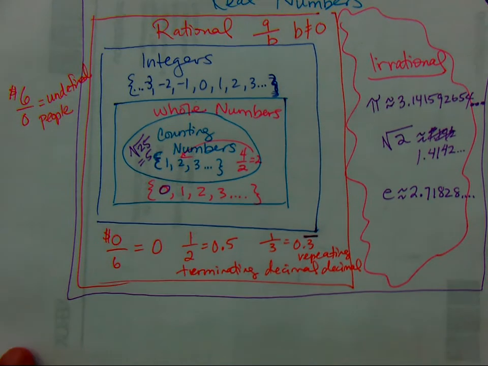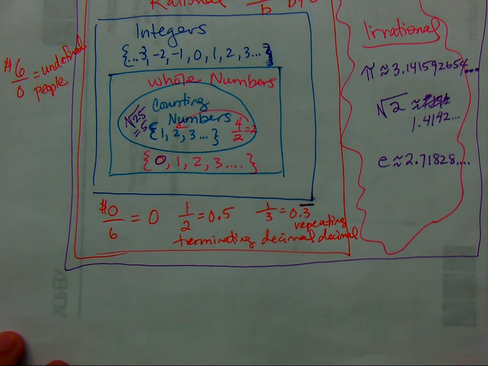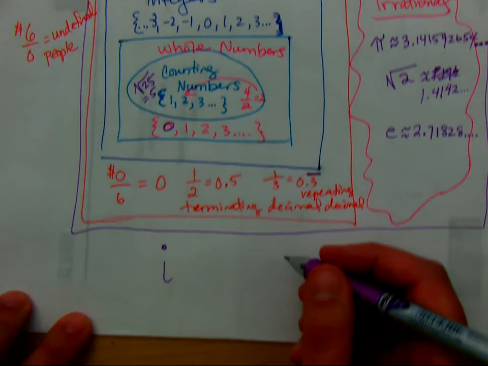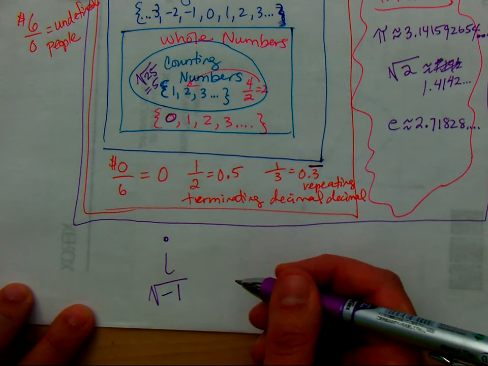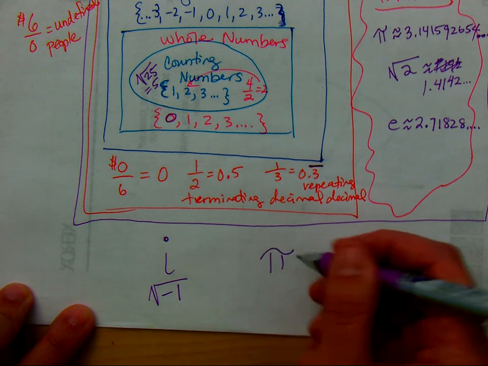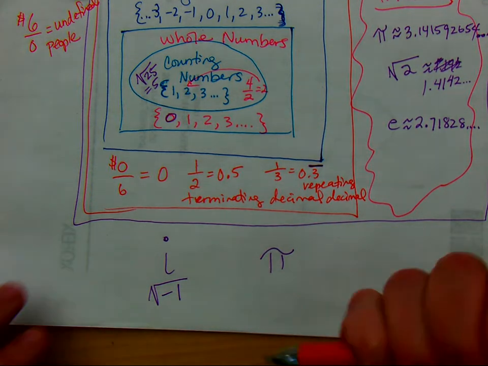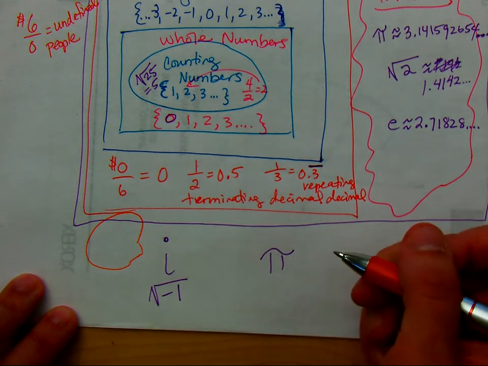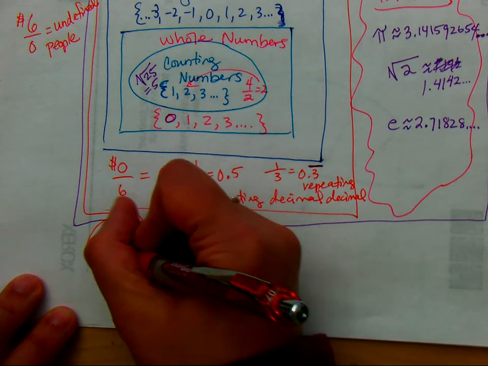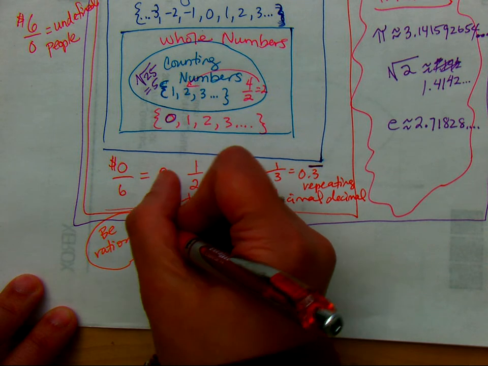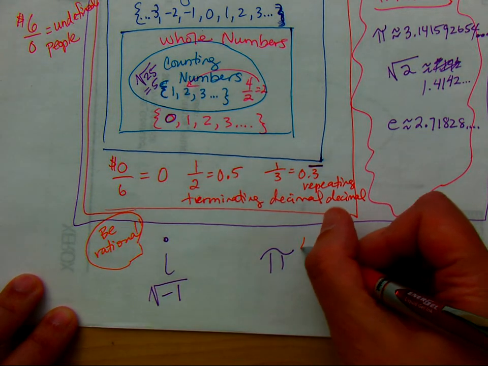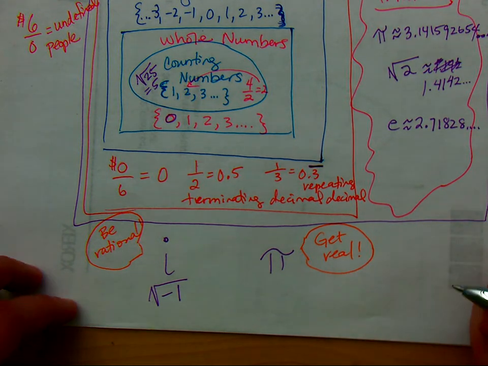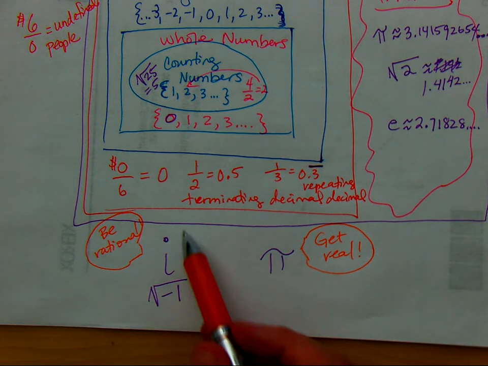Okay, now is the time when I like to tell the math joke, one of the more famous math jokes, okay? You have this number i, which happens to be the square root of -1, and it's hanging out with its friend pi, and i says to pi, do you know what i says to pi? Be rational. And then pi says back to i, get real.